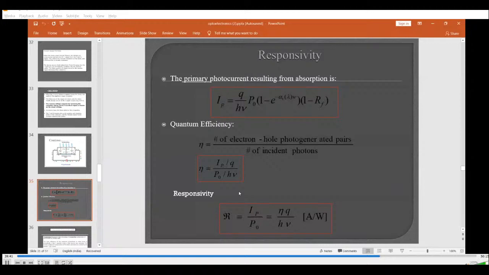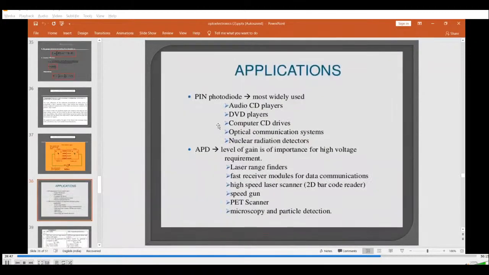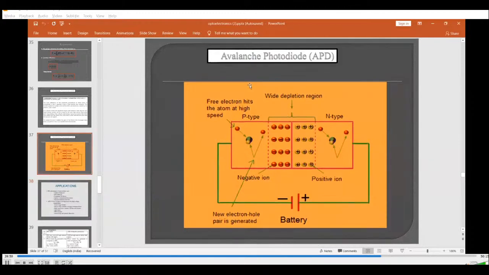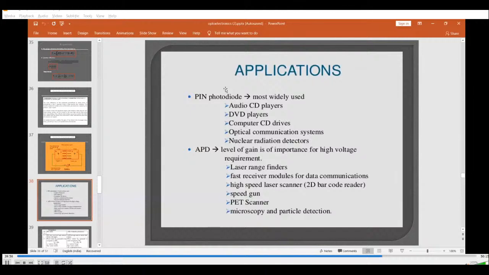So this is all about your pin photodiode. Based on this pin photodiode, I have given the applications at last, commonly, because both will come under the category of photodiode. So that is why I gave applications like this. Based on the various applications of the pin diode, it is used as a DC controlled microwave switch. They are also used in audio CD players, DVD players, computer CD drives, and optical communication systems. In optical communication systems, in the detector part, this pin photodiode and avalanche photodiode will be used.